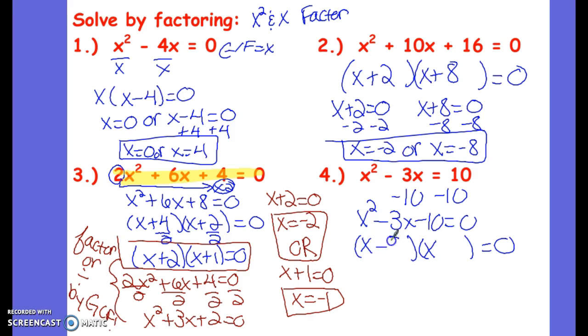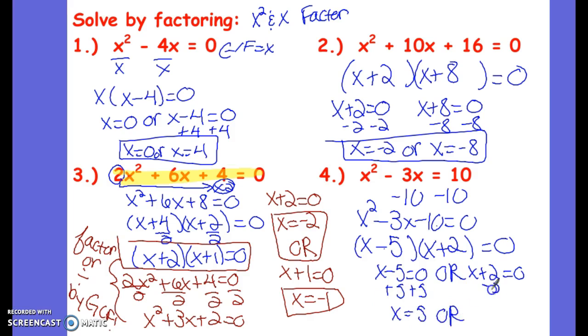How about negative 5 times positive 2. Negative 5 plus 2 is negative 3. Negative 5 times 2 is negative 10. So you have x minus 5 equals 0, or x plus 2 equals 0. Add 5, x equals 5, or subtract 2, x equals negative 2.